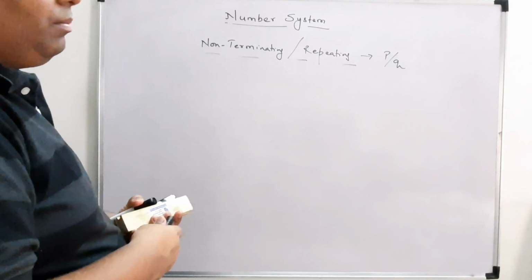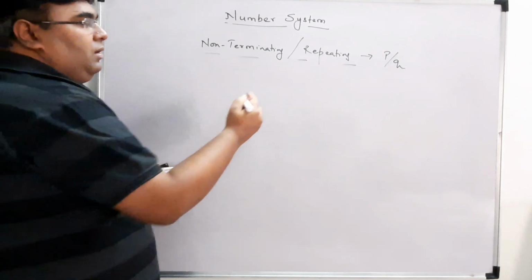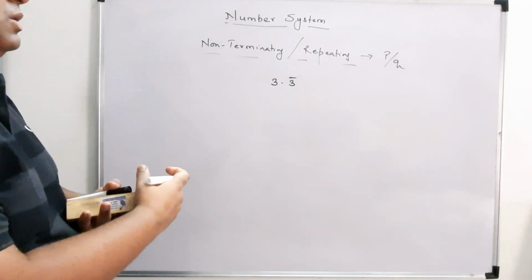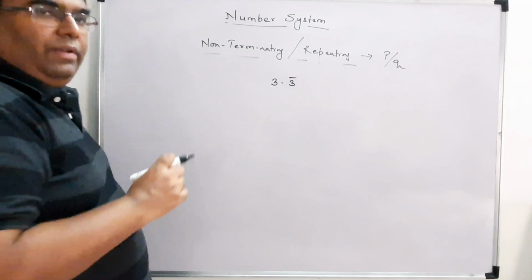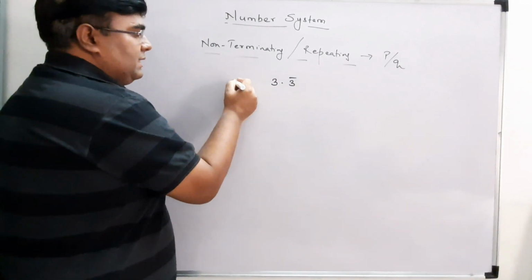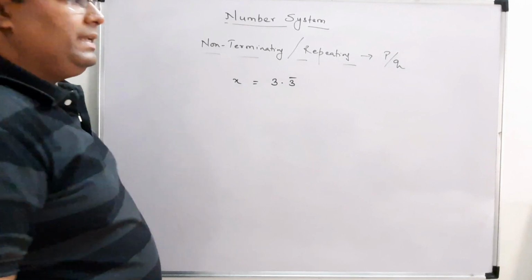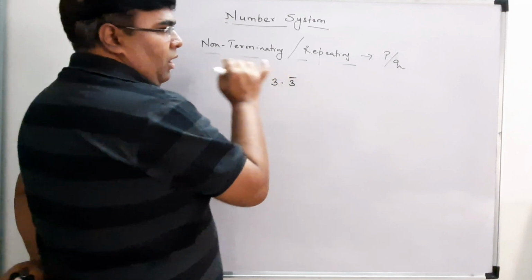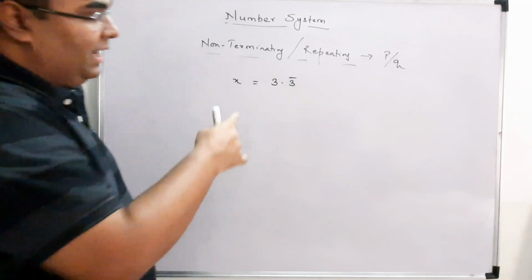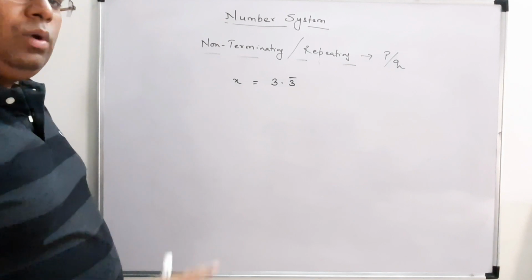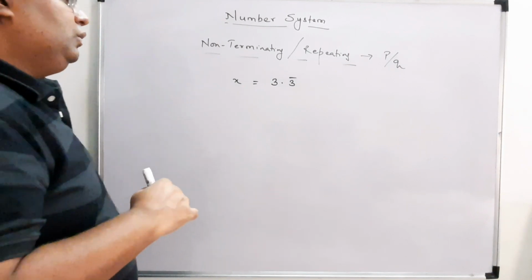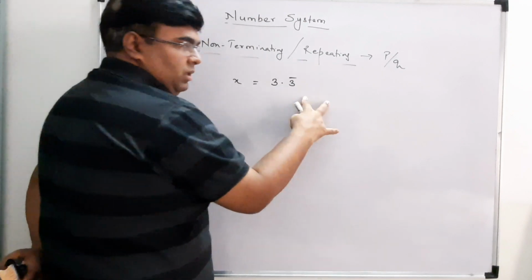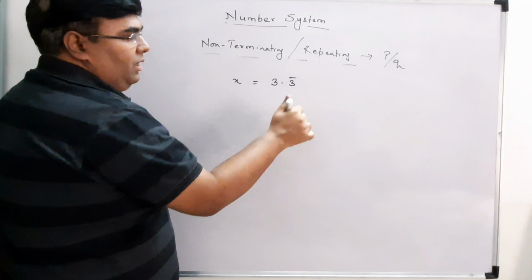So let us take one number. Suppose we have 3.3 bar. Okay, the simplest one. So what we need to do, we need to write it as x. Let us take this number as x. Now the next part is, we need to see how many numbers are getting repeated by checking the bar. Here only one number is getting repeated. So if only one number is getting repeated, we multiply both sides by 10.